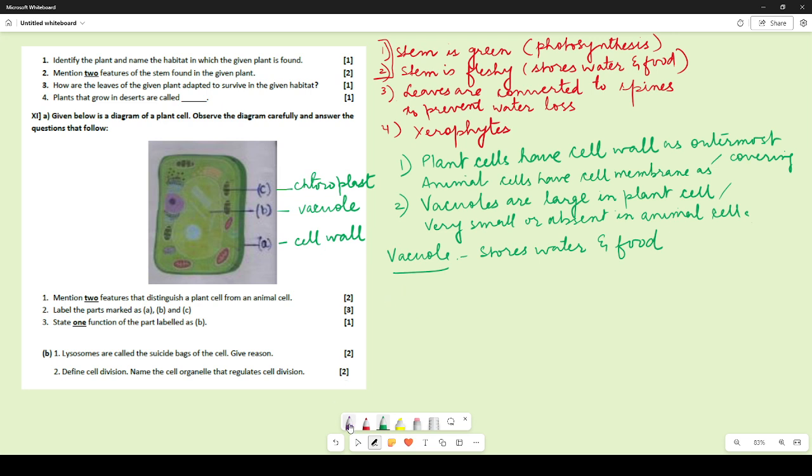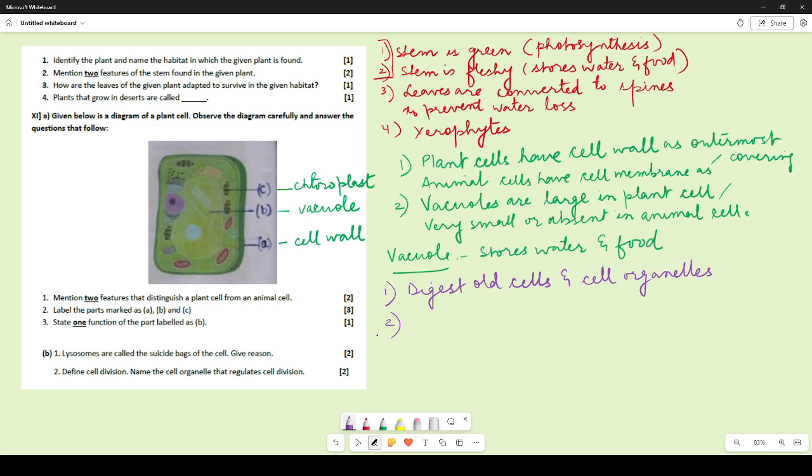Now we come to the next question, which is lysosomes are called the suicide bags because they digest old cells and cell organelles, right? So all these things they digest, they destroy them. Whatever is old, they are the ones that will digest it and finish it. That's why it is said that they kill themselves. So they are called suicide bags.